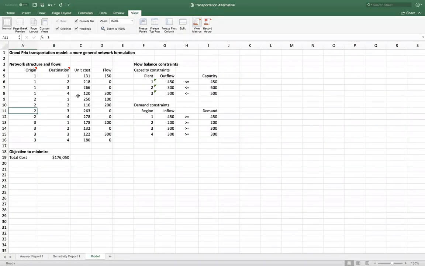So here the decision variable is flow. So I'm going to actually remove the decision variable here. Basically we need to determine how many units, right? What is given to us is the cost. So from origin 1 to destination 1, the cost is 131. From origin 1 to destination 2, the cost is 218. From origin 1 to destination 3, the cost is 266. So basically these are the costs that are given on the arcs.